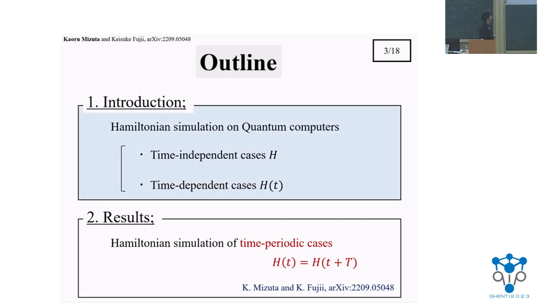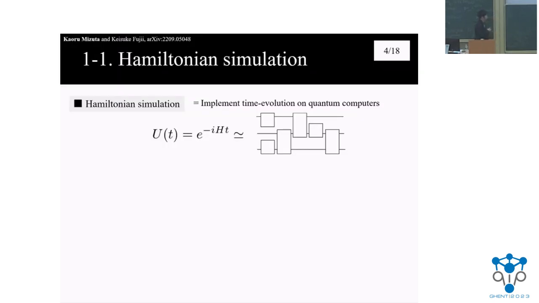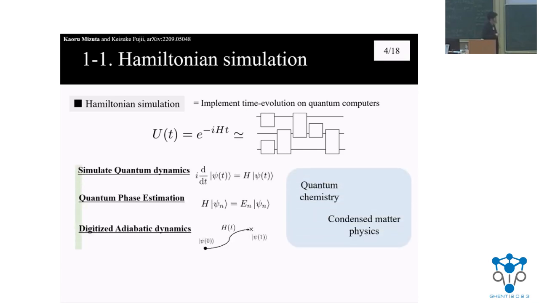So let me start the introduction. Hamiltonian simulation is to implement time evolution operators of quantum many-body systems on quantum computers. Once we can realize time evolution operators on quantum circuits, we can simulate quantum many-body dynamics, or namely, we can solve the Schrödinger equation. And by using a subroutine in quantum phase estimation algorithms, we can accurately obtain energy eigenvalues or energy eigenstates. If we allow the time dependency, we can also simulate adiabatic quantum dynamics. So their application widely covers quantum chemistry and condensed matter physics.